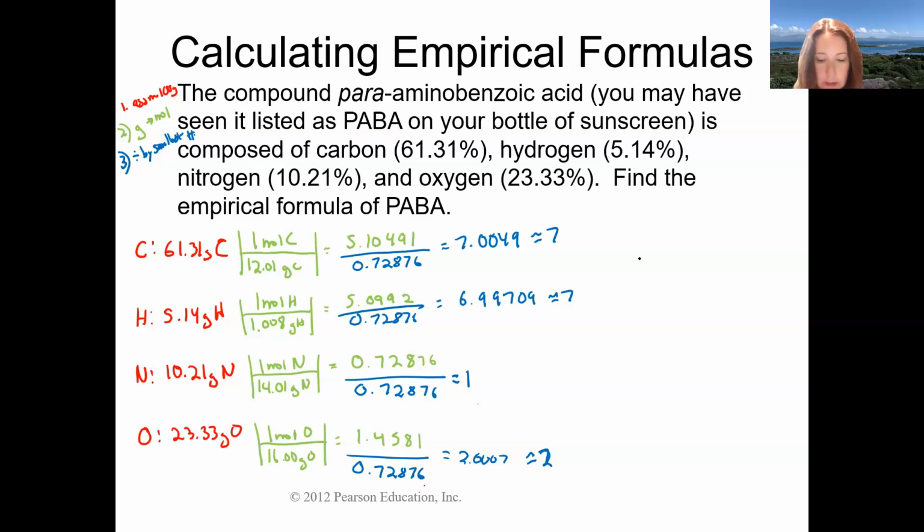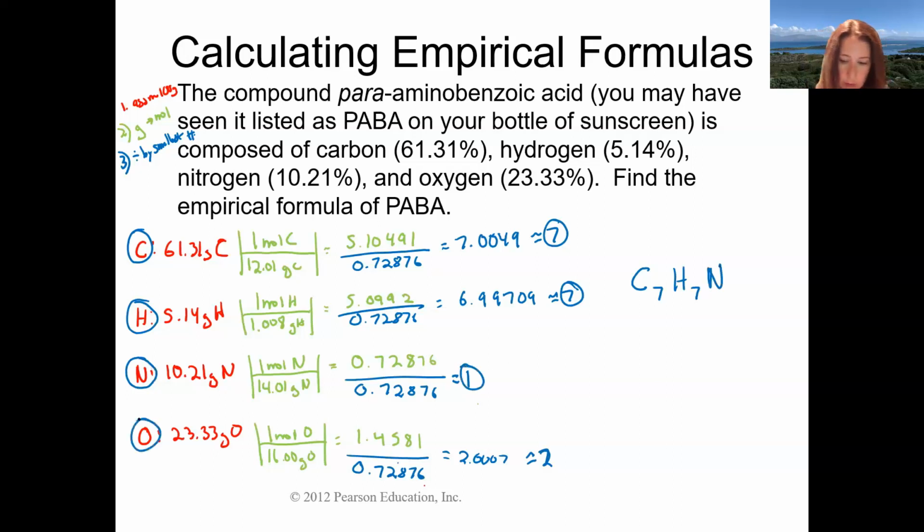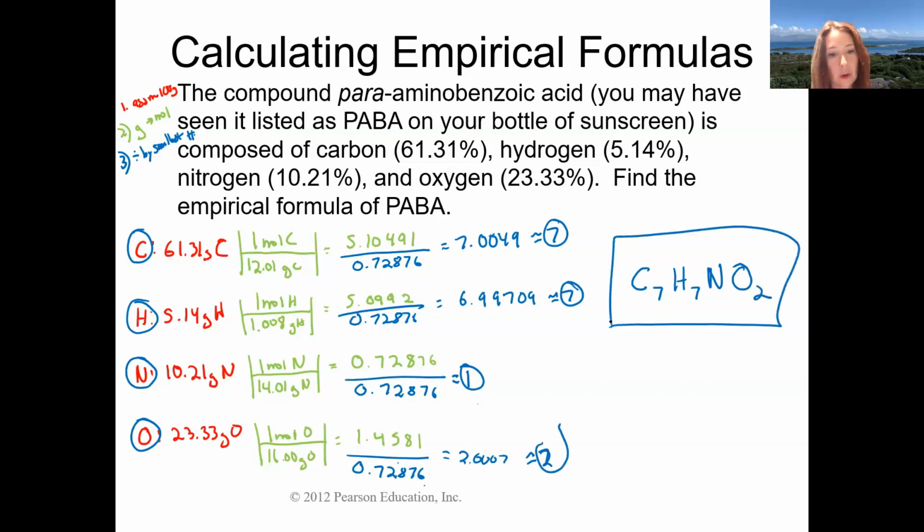So our empirical formula is going to be C7H7NO2, because there's just one nitrogen. That is our empirical formula. We didn't need to do step 4 because it all came out perfect. That was nice. So this is our empirical formula. And again, I have it neater here.